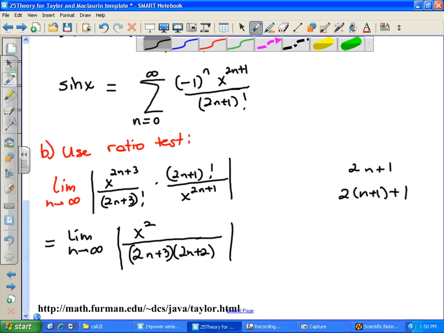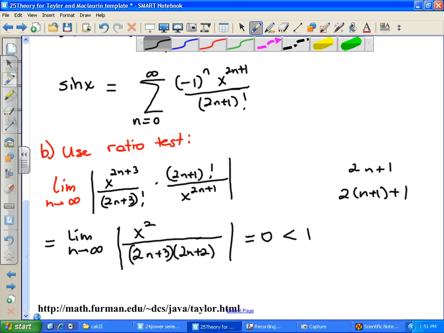Remember, x is fixed. The only thing that's changing here is n, because we're taking a limit as n goes to infinity, right? So as n goes to infinity, the bottom is getting larger, therefore the ratio is going where? 0. Normally you set this less than 1 and you solve for x, but there is no x to solve for, just like the last problem, right?